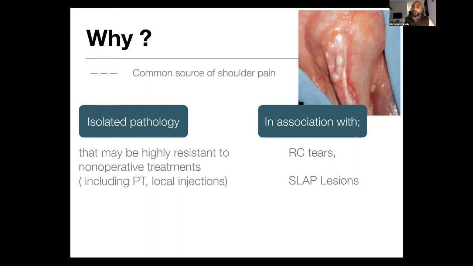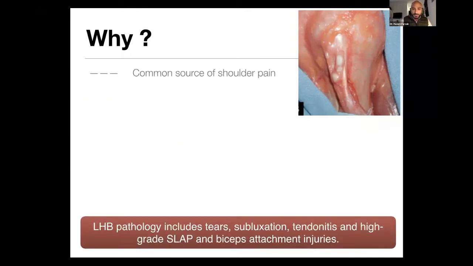So what kind of pathology are we talking about when we're dealing with long head of biceps? Pathologies include tears. We might look for tears in the long head of biceps, subluxation out of the groove, tendinitis, and it's commonly faced, especially with problems with the shoulder and rotator cuff problems, and high-grade slap lesions and biceps attachment injuries. So all this array or this spectrum of pathologies we should be aware of in order to start addressing it and deal with it as it comes.